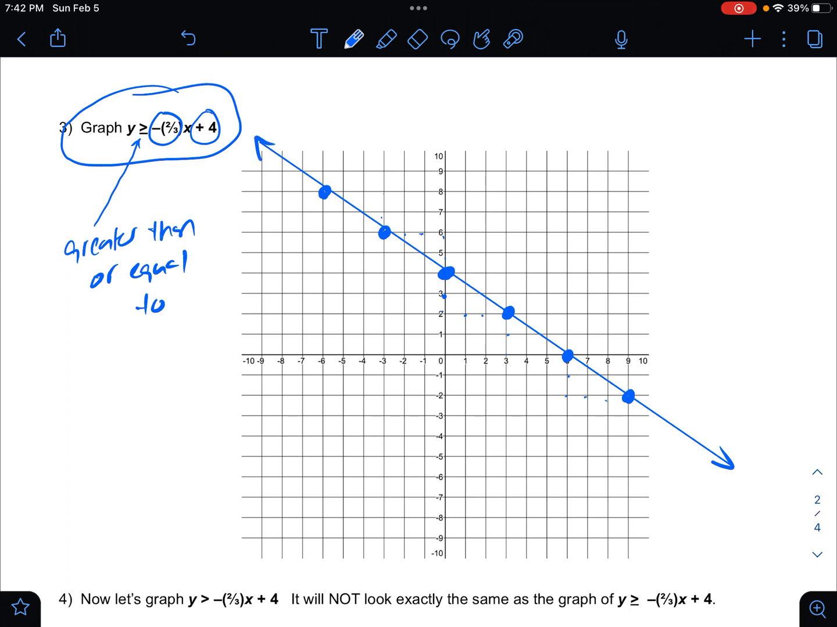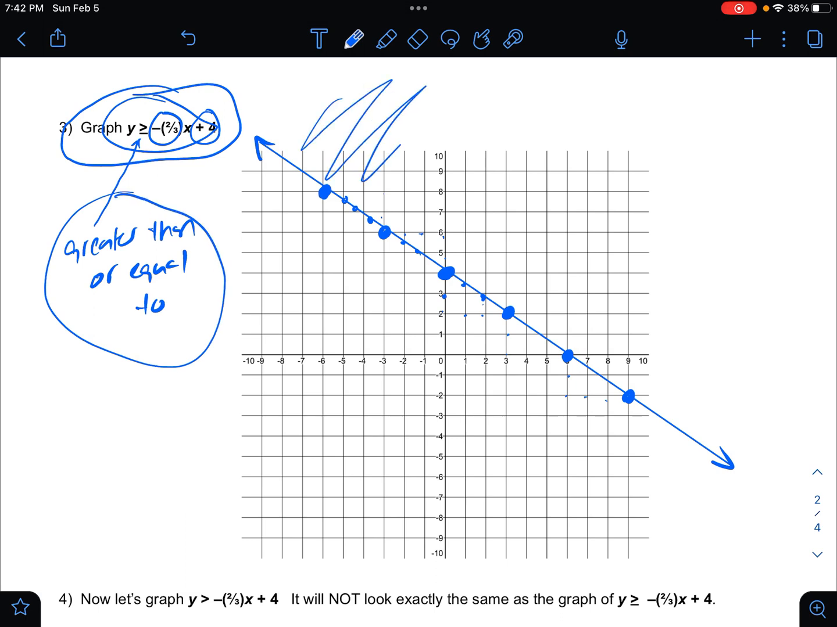But this time, we know that all of the points on the line are solutions. So anything on the line, and some of these will be fractional values, anything that we plug in there, an xy ordered pair, will make this inequality true. But not only that, anything that is greater than or equal to the line will also be true.